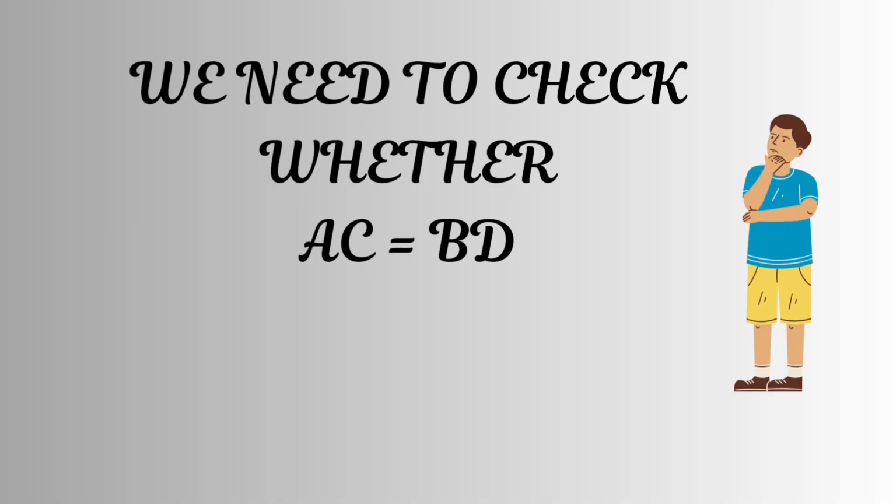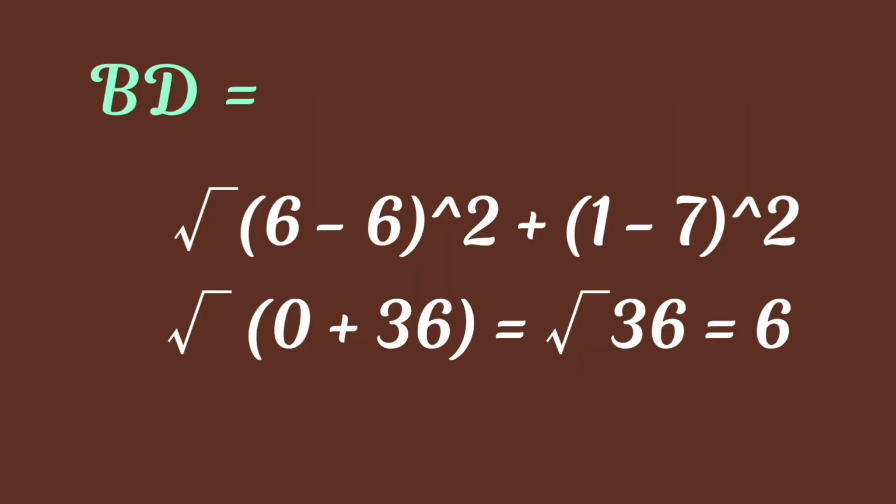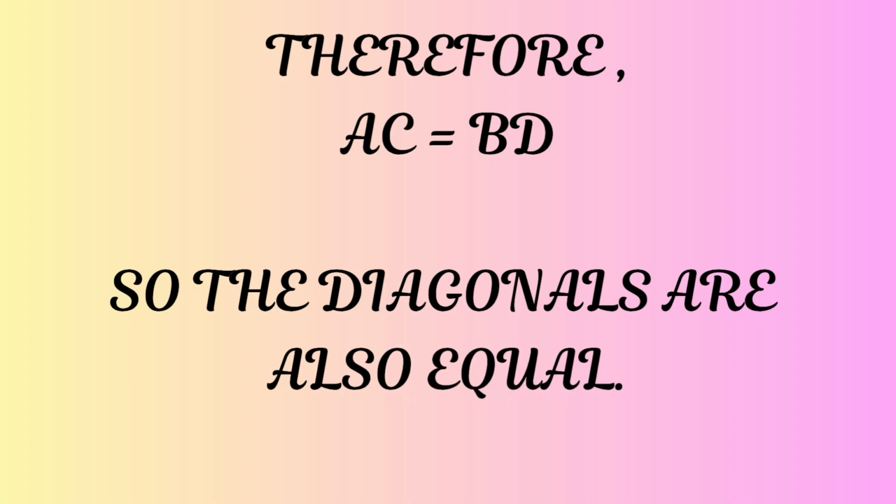So, AC is equal to root of (9 minus 3) whole square plus (4 minus 4) whole square, that is equal to root 36, that is 6. BD is equal to root of (6 minus 6) whole square plus (1 minus 7) whole square, that is equal to root 36, which is 6. Then AC is equal to BD. So, the diagonals are also equal.